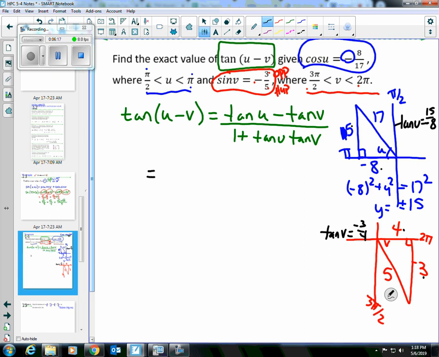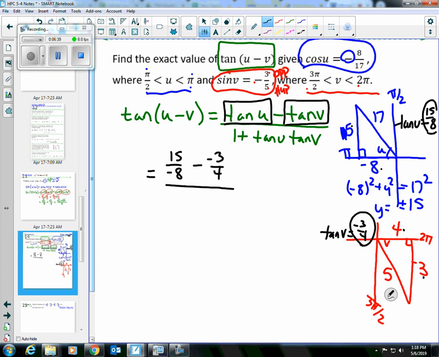Now notice when you do this substitution, you are not substituting for the angle u. I don't know the angle. I know the ratio that represents tangent of u. So I'm actually replacing that entire thing with 15 over negative 8. Minus, same thing here. I'm going to replace this entire thing with the ratio that it's equal to, negative 3/4. And then over 1 plus the product of those two numbers. So 15 over negative 8 times negative 3/4.